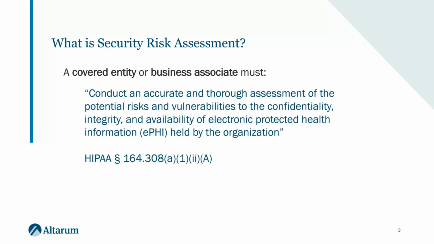Well, first, let's talk about a covered entity. What is a covered entity? A covered entity may be a health plan, a healthcare clearinghouse, a healthcare provider who transmits any health information in electronic form in connection with a covered transaction. So this would mean most healthcare providers, including doctors, clinics, hospitals, nursing homes, and pharmacies. And then we have a business associate. A business associate is a person or entity that performs certain functions that involve the use or disclosure of protected health information on behalf of a covered entity or another business associate.